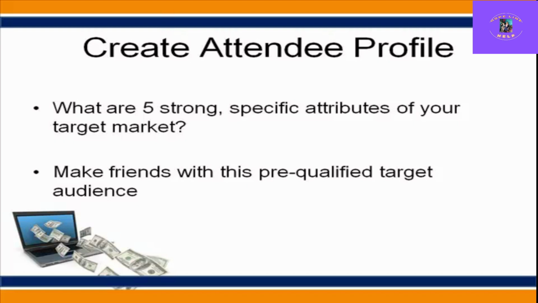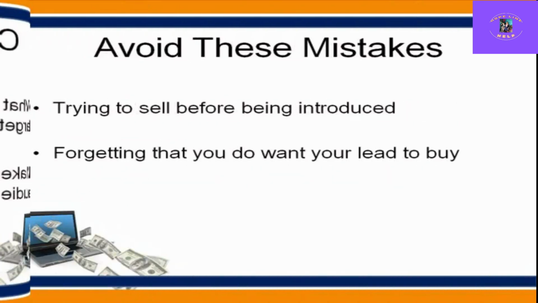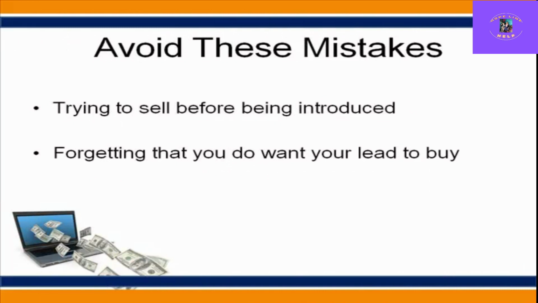But it doesn't matter if your ultimate goal is to sell pickup trucks or ballet shoes. At this stage, all you need to focus on is making friends with your pre-qualified target audience. To continue with our car shopping analogy, 2 equally fatal mistakes to make. First, trying to sell your car shopping lead that pickup truck straight away before you've barely been introduced. And at the other end of the scale, forgetting that you do ultimately want them to buy.